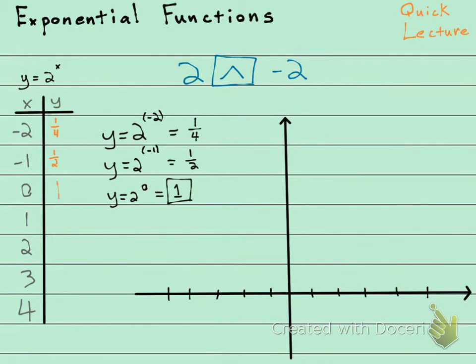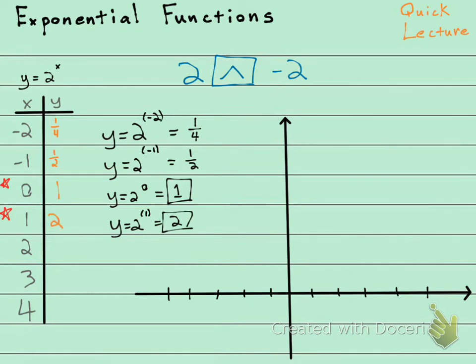Okay, and this is a number. Let me put a star next to this number. I'm going to put a star next to this one too. Those two are important for exponential. Let's plug in a 1. Y equals 2 to the power of 1. 2 to the power of 1 is 2.